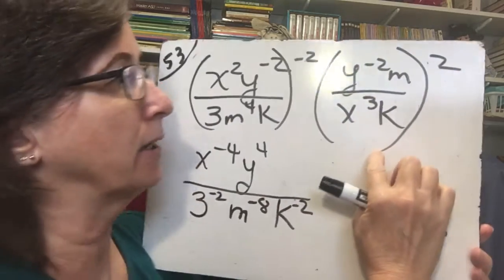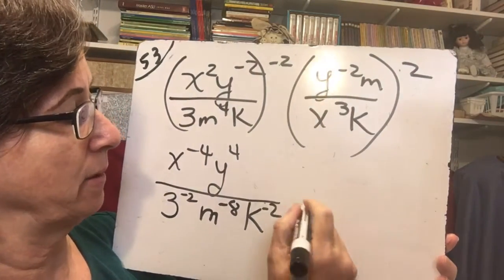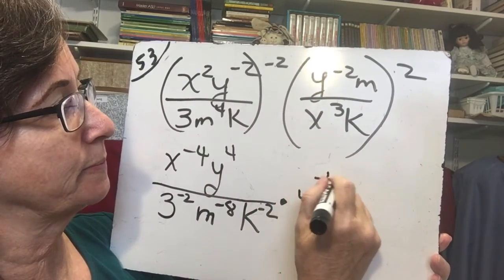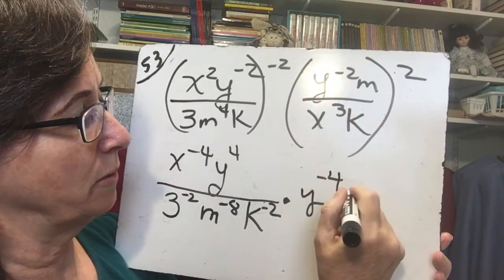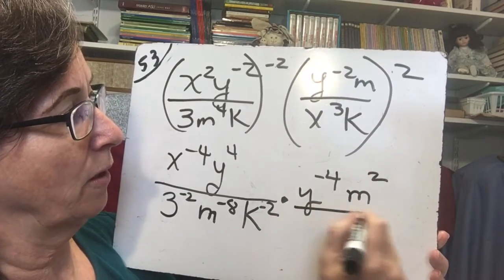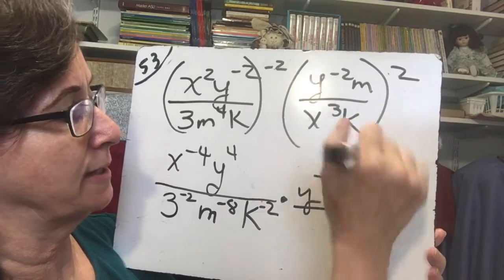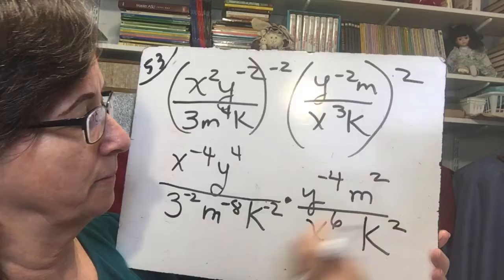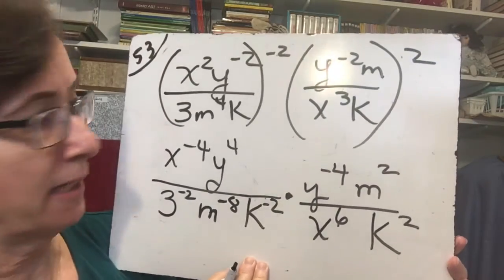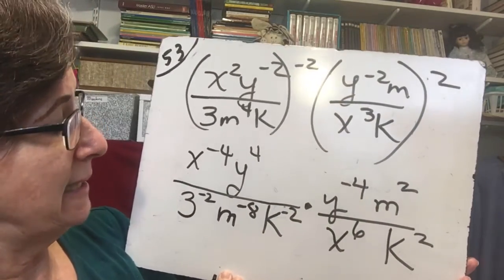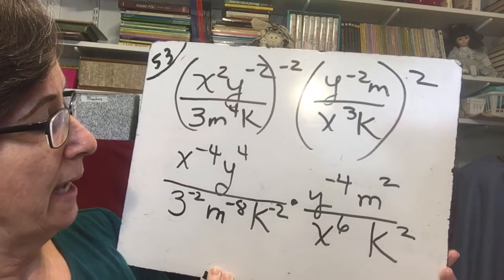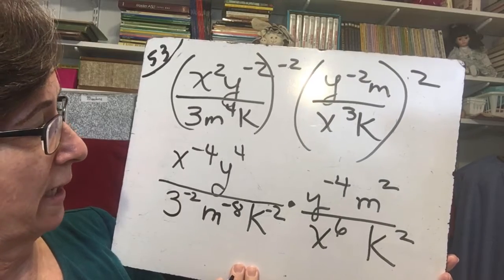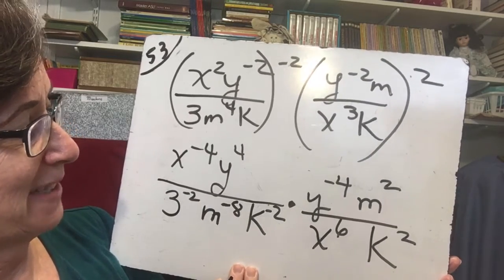Now let's go over here and just take care of this exponent. So times y to the negative 4, m to the 2, over x to the 6, k to the 2. All right, so now I haven't canceled anything out yet, but let's see what we can do. Okay, now let's just leave it like this and see what falls out naturally. A lot falls out, doesn't it?